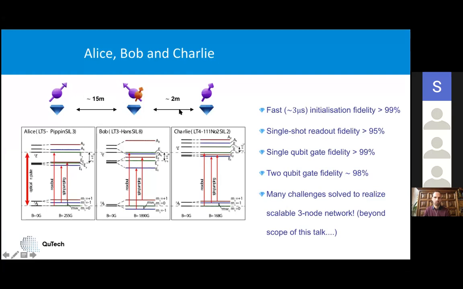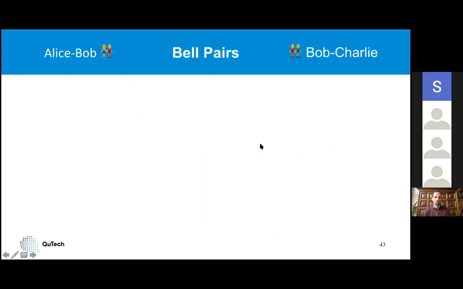And so we have this setup. Don't worry too much about all these different signs here. If you want to understand a little bit what the capabilities currently are, we can do initialization quite fast, much better than 99%. In this case, single shot readout of all the nodes was above 95%. Single qubit fidelities are 99%. 2 qubit gate fidelities, inside this node, are about 98%. And in this experiment, I'm not going to dive into that now, but we solved many interesting challenges to realize scalability into this 3-node network. But they are beyond the scope of this talk.